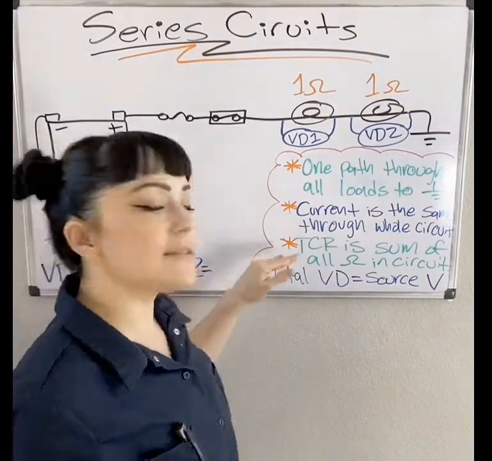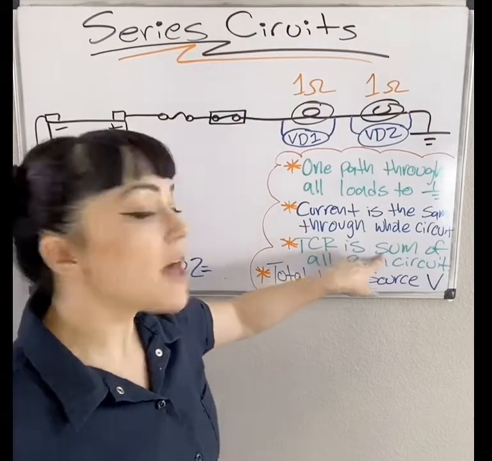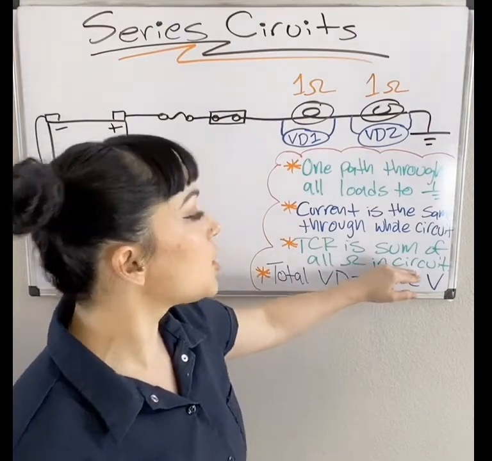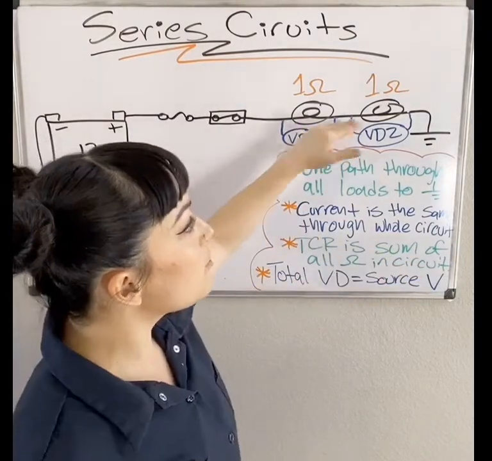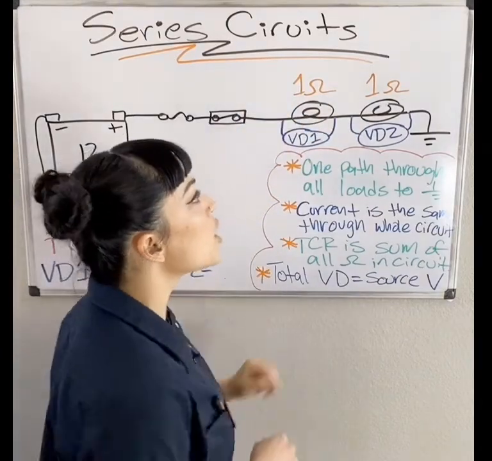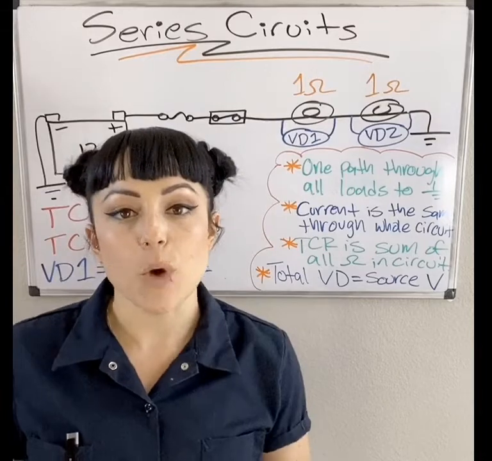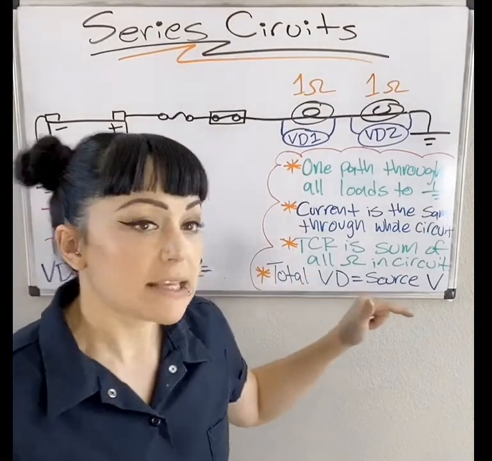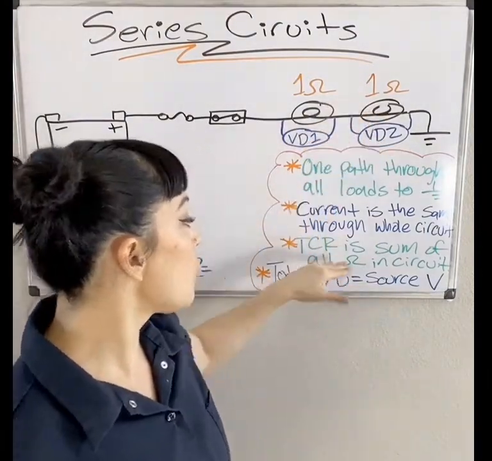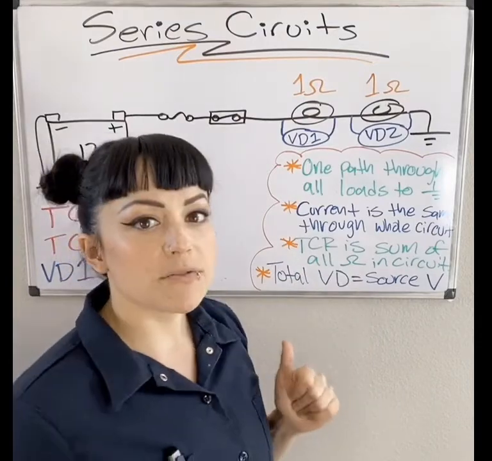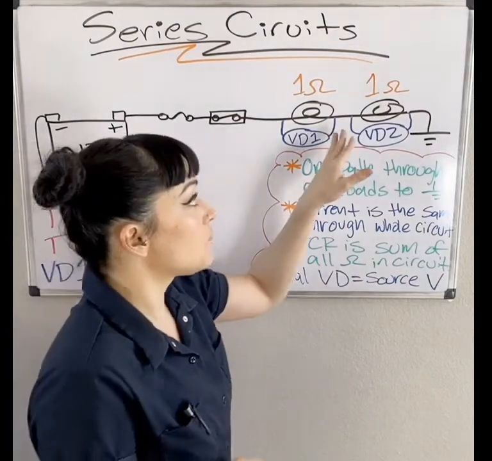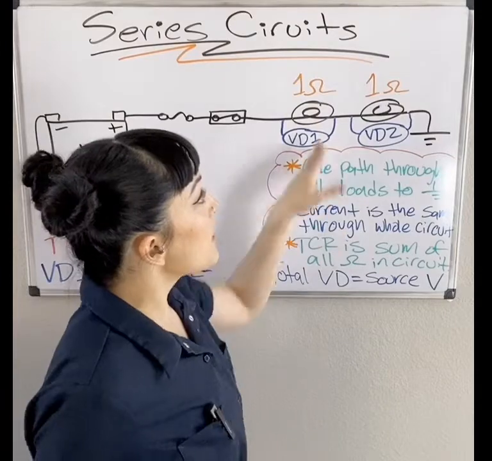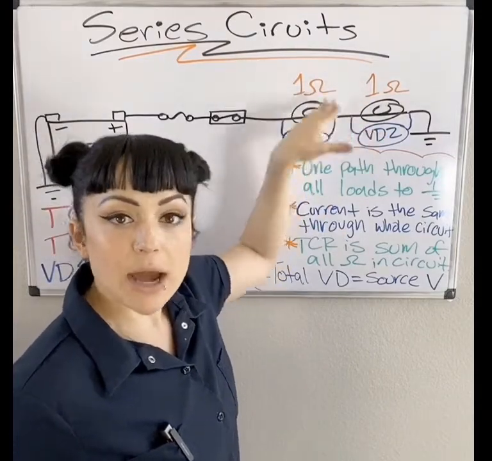Our third rule is that TCR, total circuit resistance, is the sum, and if you don't remember that word, that is addition, of all resistance in the circuit. In this case we've got one light bulb that has 1 ohm and another light bulb that has 1 ohm as well. So TCR is the sum of all resistors or resistance in the circuit, both purposeful and non-purposeful resistance. My total circuit resistance, which is going to determine my amperage, which is why that's important to us, all I need to do to figure that out is add these up.